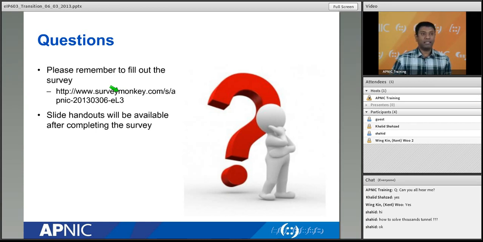So that's it. That's the end of the presentation for today. We just gave you some ideas of what transition technologies are currently available and how we can use them. Hope the session will be useful. Before we wrap it up, is there any question from the participants? Do you have any question? We have a couple of minutes for question and answer.